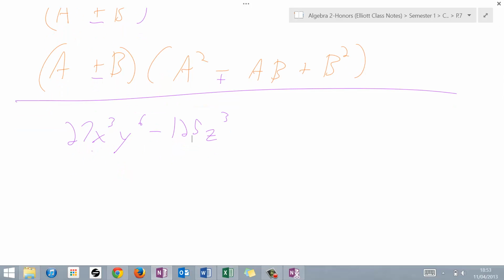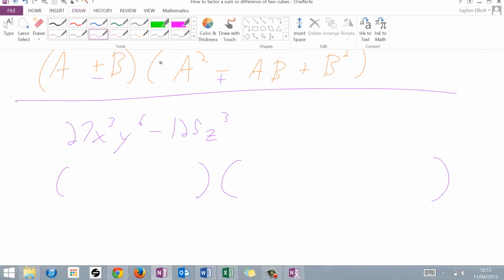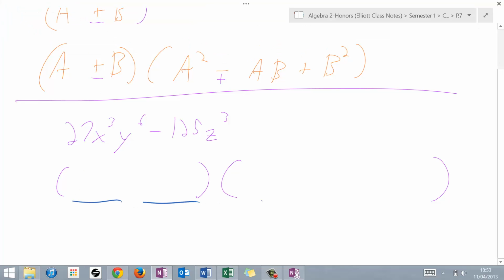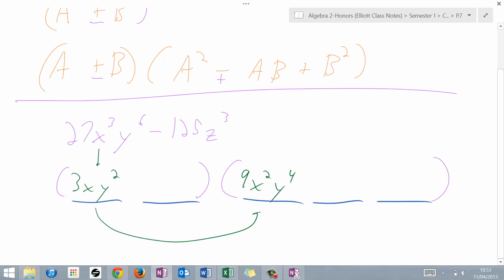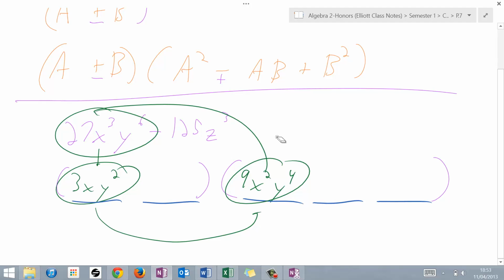So I've recognized that these are perfect cubes, so I'm going to pull this into a binomial and a trinomial. In a binomial we have 2 slots. In a trinomial we have 3 slots. So I'm going to say the first slot of the binomial is the cube root, 3xy squared. Then I'm going to square that over here to get 9x squared y to the 4th. And just check that if I were to multiply this and this, I would get this again, which I do.